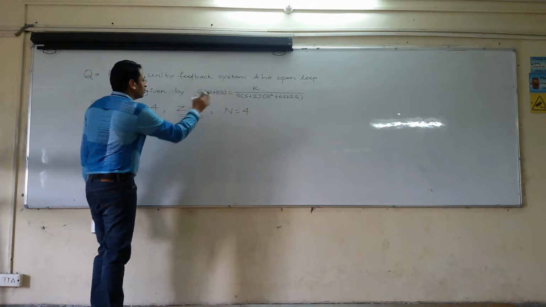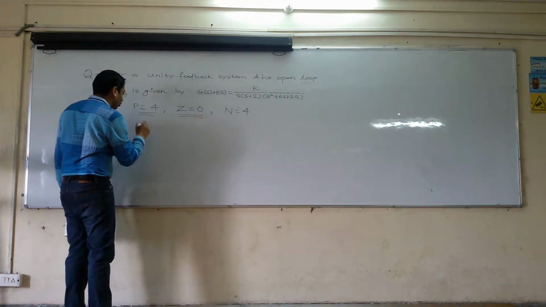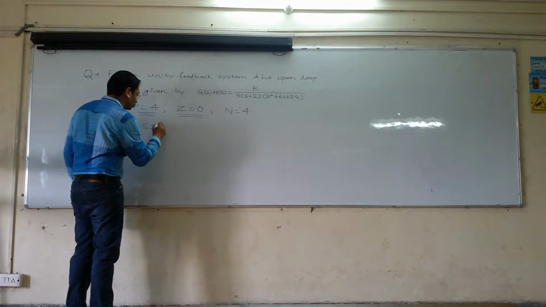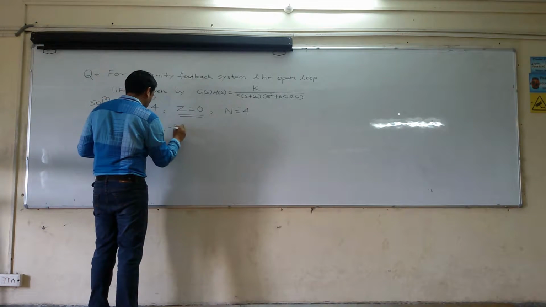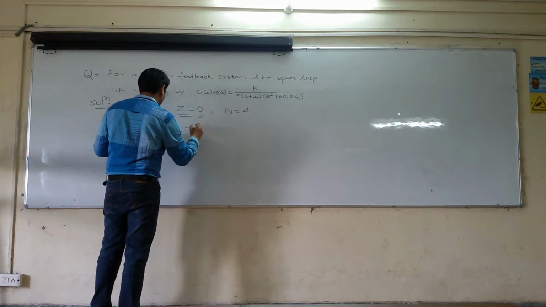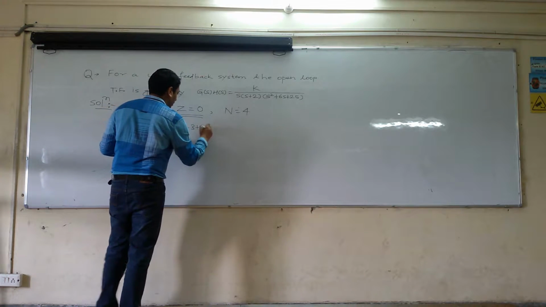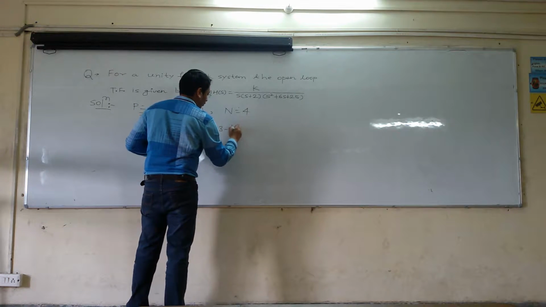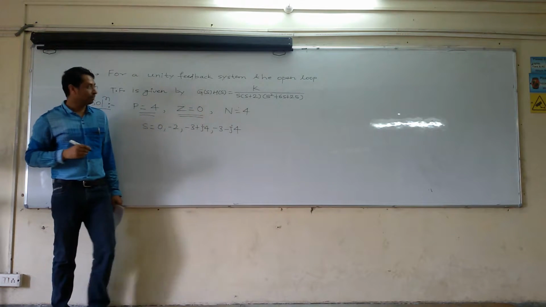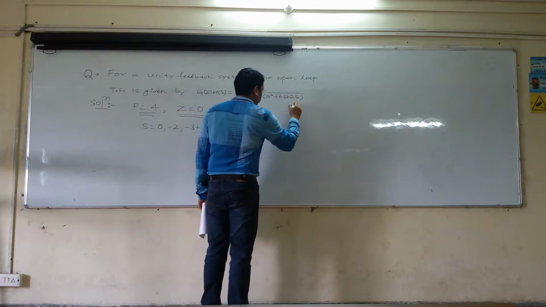Okay? So find the location of the poles. Poles will be at s equal to 0, and what? s equal to -2, s equal to -3 plus j4 and -3 minus j4. Is that correct? Yes, sir. So I am going to locate them.